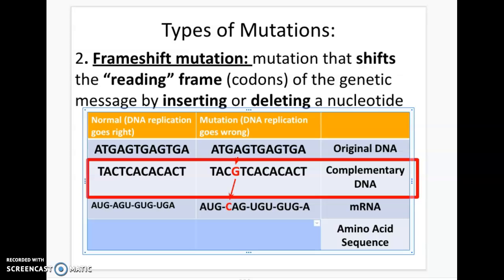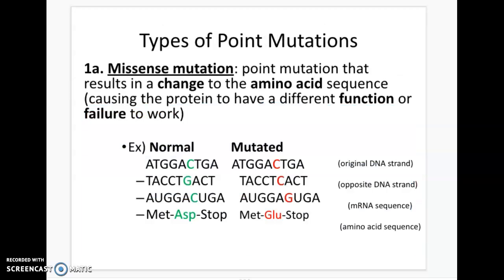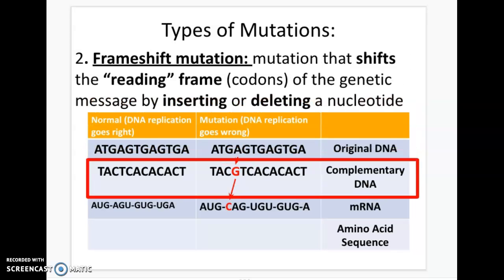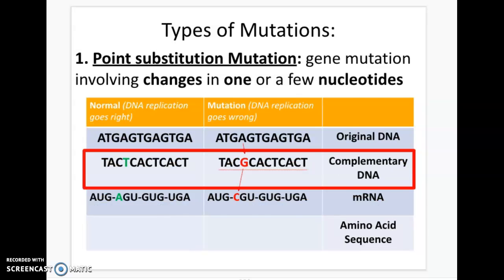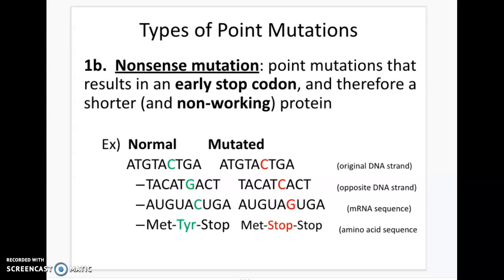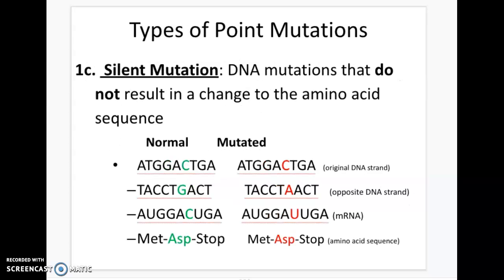Okay, so two basic types, again, point mutation and frameshift mutation. And if we're looking at point mutations, there's three types of point mutations: missense, nonsense, and silent.